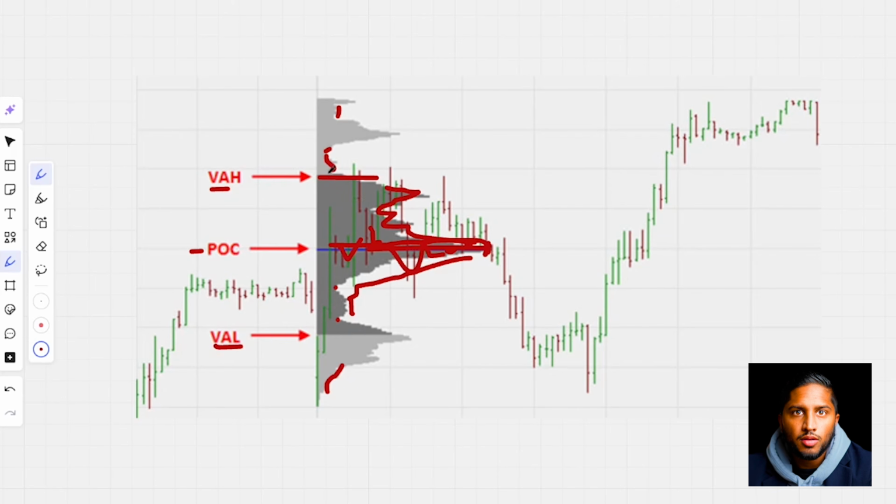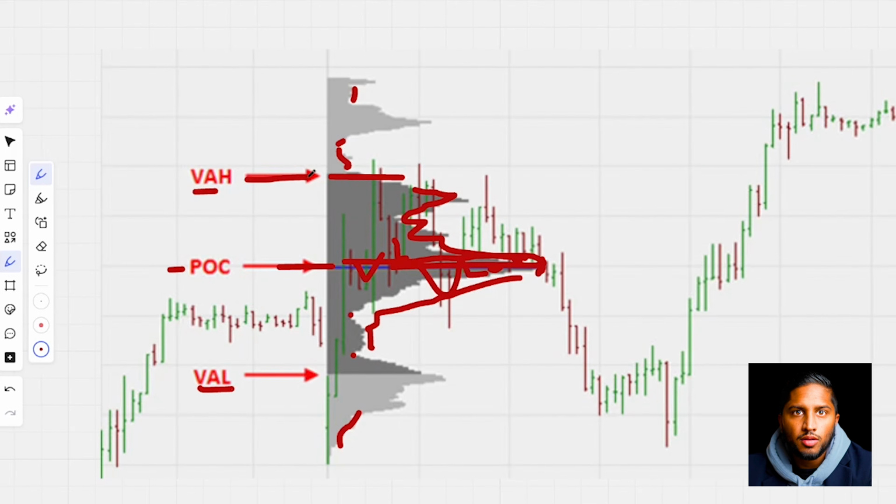A quick recap and we'll jump into the chart. POC, this is the price level where the most volume is traded right here. Think of it as a magnet on the chart where price often returns, and use this to spot high interest zones where price might bounce or stall. The value area high, remember, this is the top of the range, 70% of the volume. This is the top of the 70%.